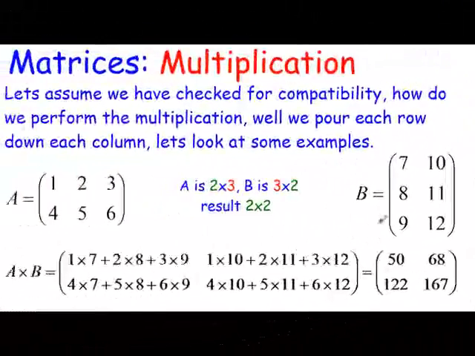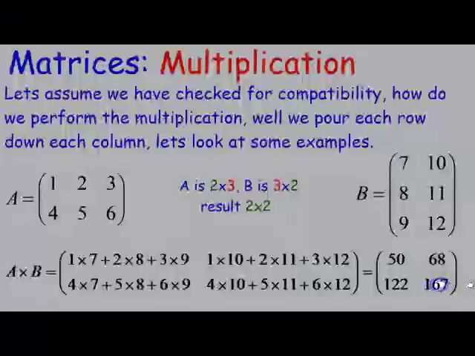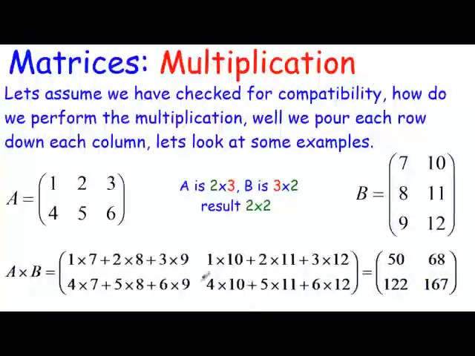Well, let's now look at the final calculation, which was obviously the second column by the second row, giving us this one over here, 167. Okay, how do we get the 167? Well, if you have a quick look, this is it here.